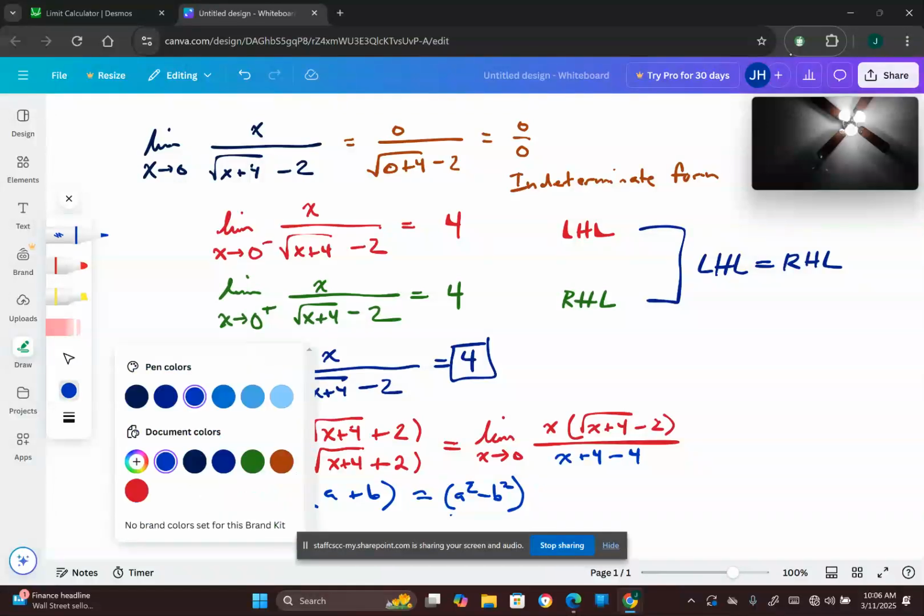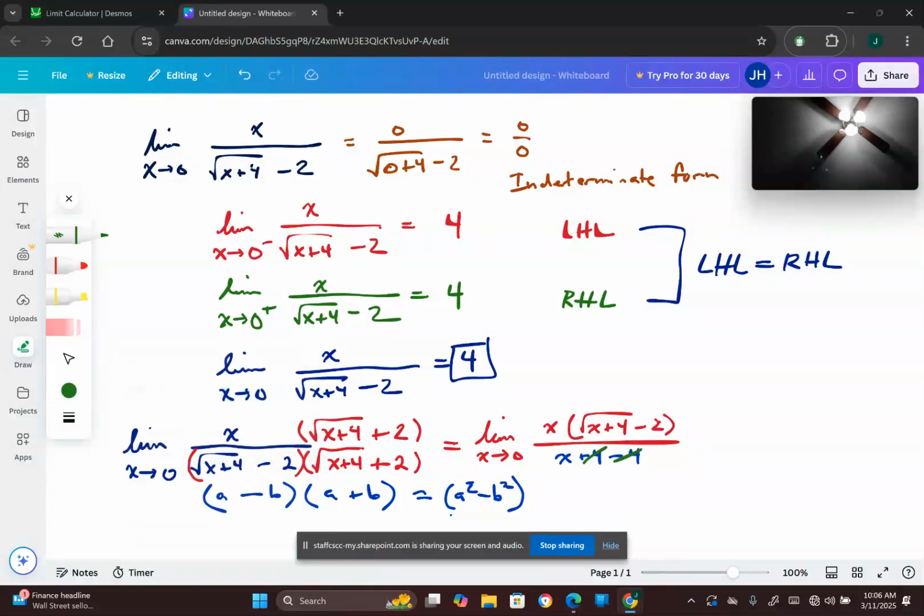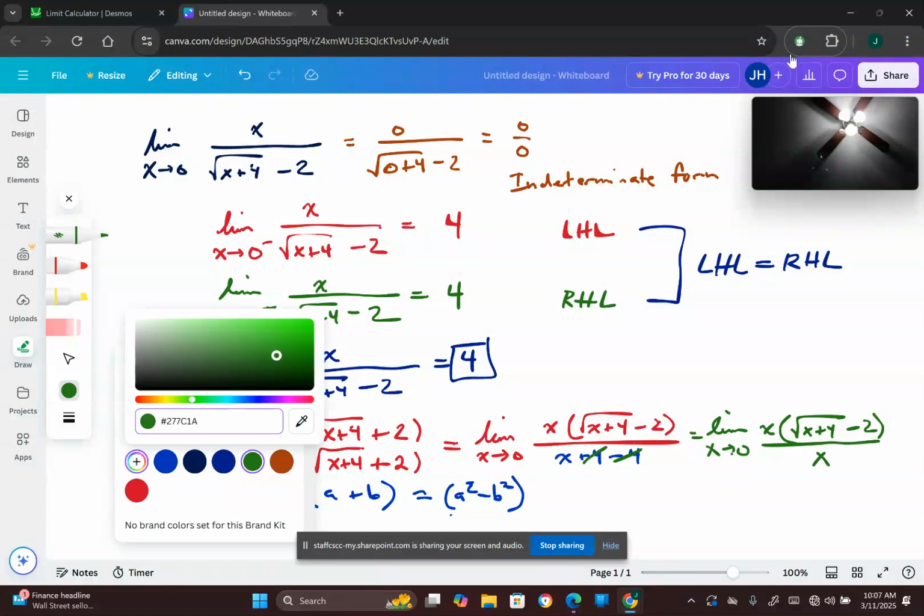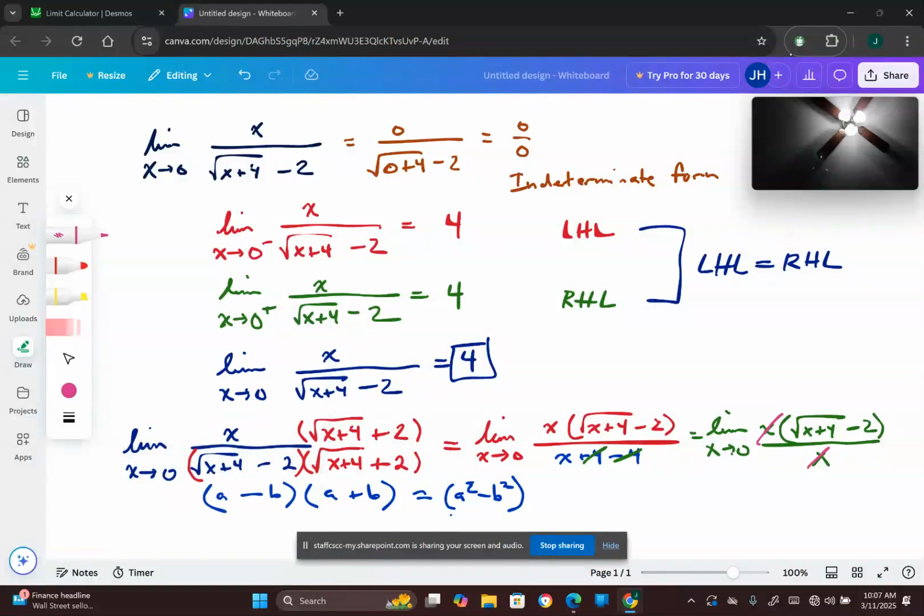Now, if you take a look at this problem here, those 4s are going to cancel, and what it leaves me with is a limit where I've got x on top, and on the bottom I've got x times radical x plus 4 plus 2. And we've discussed this in the past, in previous lessons, units. Those x's cancel. That, ladies and gentlemen, is the 0 over 0. Now that I've canceled out the 0 over 0, I should be able to try this limit again. Plug in 0. I would get radical 0 plus 4 minus 2.